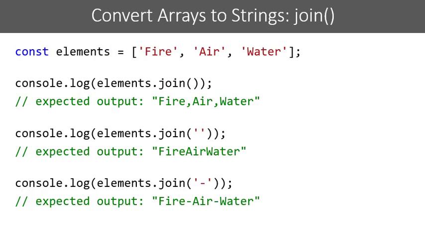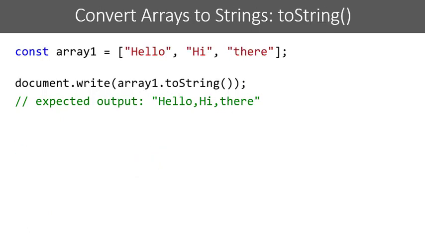We can use the join method to join elements of the array and return a string. By default, it returns a comma delimited list of values. You can omit the delimiter by passing an empty string to the join method, or use any other delimiter like a hyphen in this example. You can also use the toString method to convert array elements to a comma-separated string. But the toString method does not allow you to pass a delimiter as a parameter.